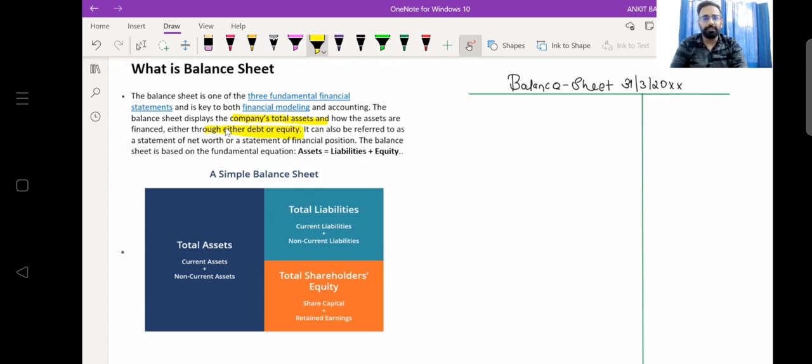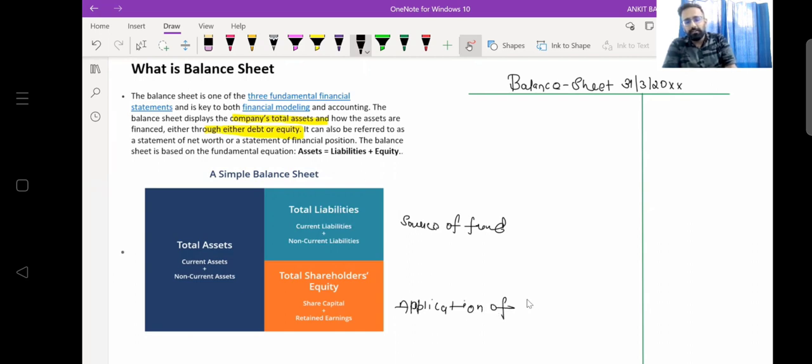You can also assess the position of debt and liability. So from the balance sheet, you can find out the source of funds, from where the company has arranged the funds, and also the application of funds, that is, where the company is using its money. So the balance sheet tells you the status of these line items.